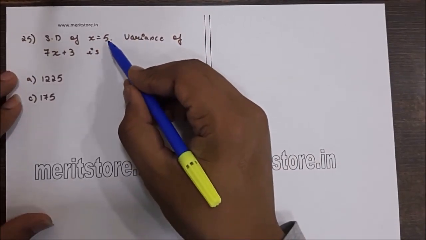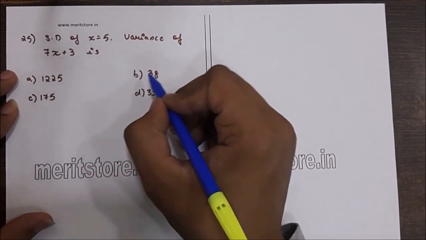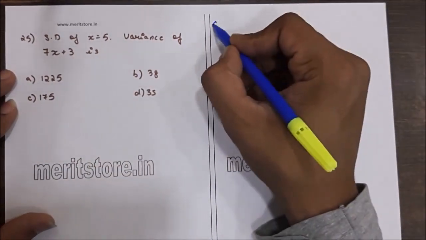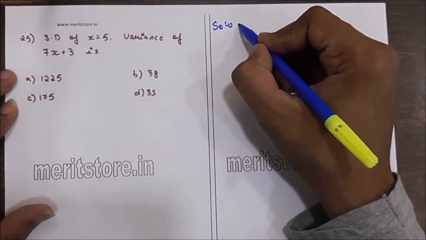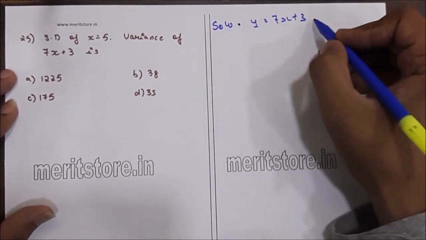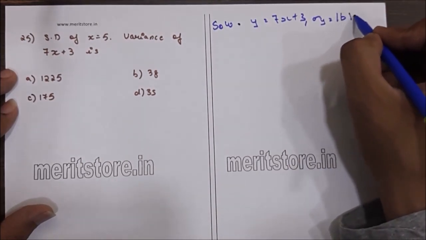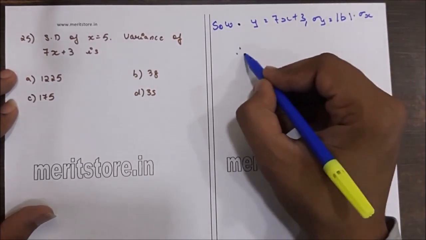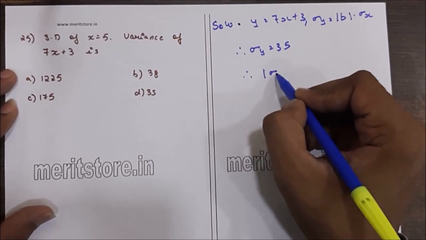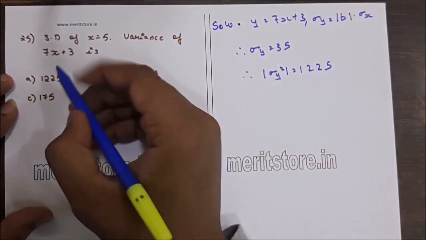SD of x is equal to 5. Variance of 7x plus 3 is option A 1225, option B 38, option C 175, option D 35. Therefore, the solution is y is equal to 7x plus 3. Sigma y is equal to mod of b into sigma x. Therefore, sigma y is equal to 35. Therefore, sigma y square is equal to 1225. Therefore, option A is correct.